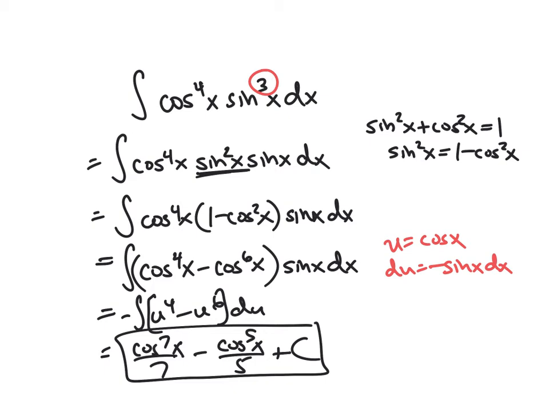So the key here was the fact that this power was odd, because every time we use the Pythagorean identity, we can reduce powers by 2. And so if you have an odd power and you keep reducing by 2, you can eventually get down to 1, which allows you to do a u substitution.